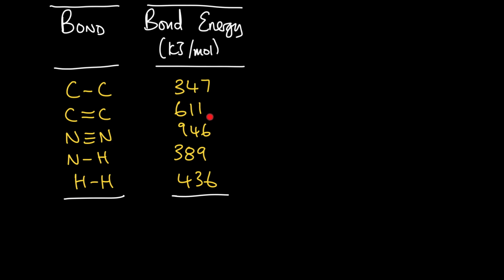And conversely, when you make a double bond, you actually get almost twice as much energy than if you make just a single bond. And if you look at the nitrogen-nitrogen triple bond, it is massive. It's almost triple the amount of energy you get from a single CC bond. And here are some other bonds down here.